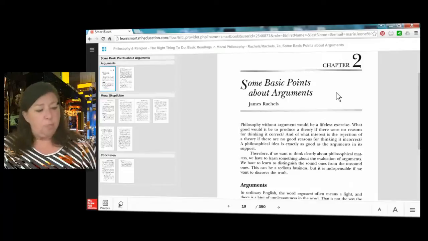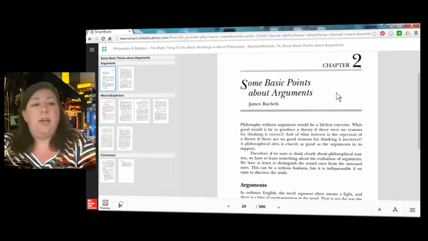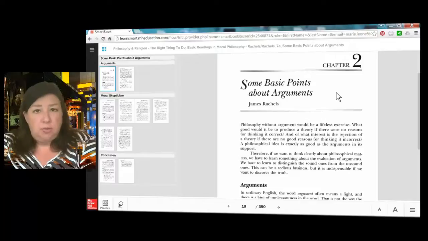I hope it's obvious that when I say arguments, I do not mean fighting or hitting or name calling or any of these other ways that we use the word arguments. What we mean within the context of an ethics course, a philosophy course, is logical arguments, rational arguments, making a case for your particular ethical position.